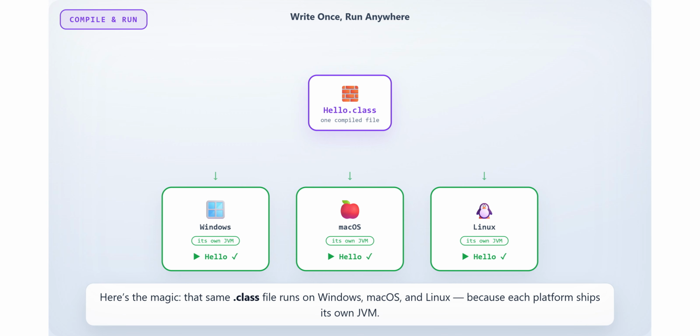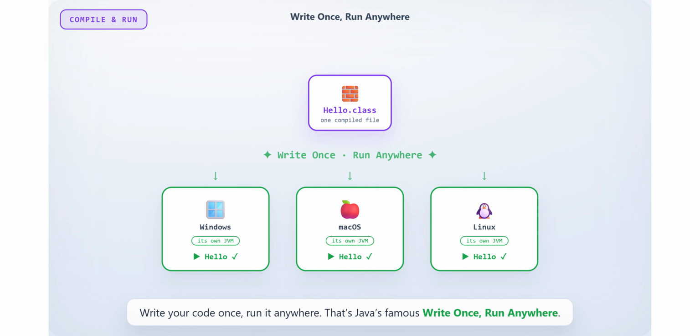Here's the magic. That same .class file runs on Windows, macOS, and Linux because each platform ships its own JVM. Write your code once, run it anywhere. That's Java's famous write once, run anywhere.